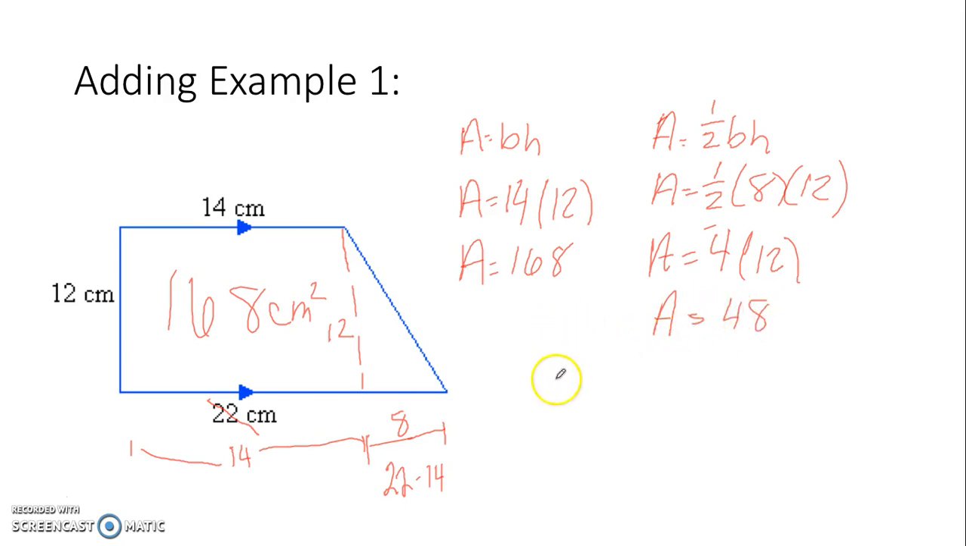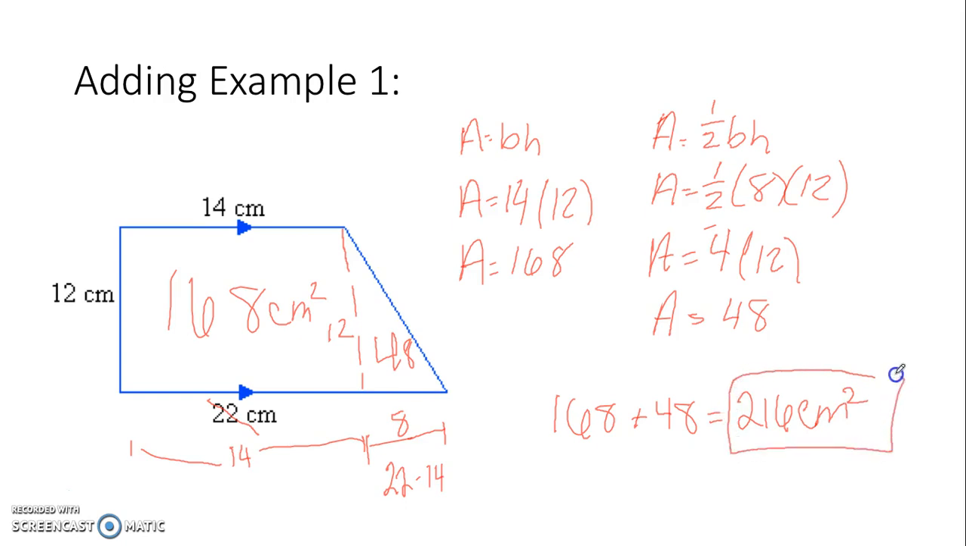Okay, so now the last step that we have is to add these two areas together. So we have 168 plus 48, and this is going to give us our final area. 168 plus 48 is 216. Our label is centimeters squared. So the area of this composite figure is 216 centimeters squared.